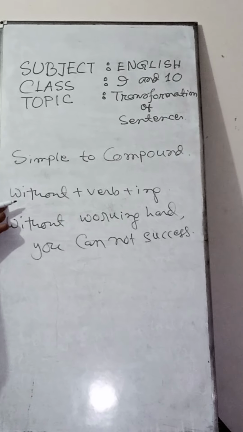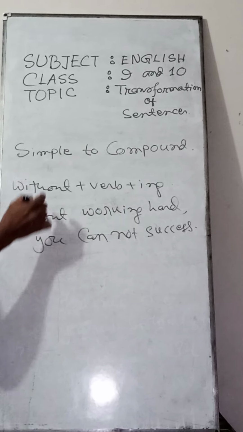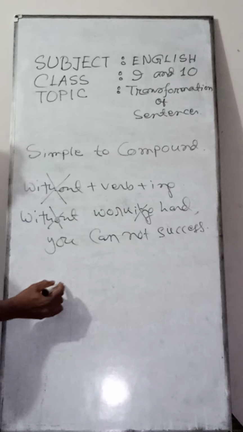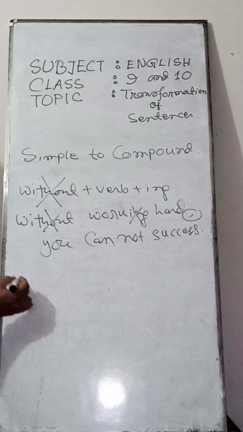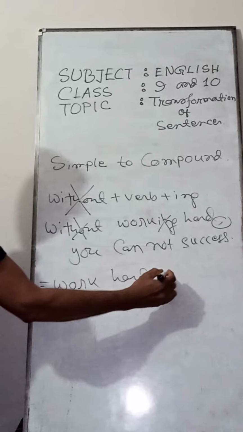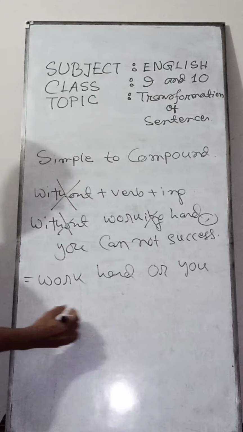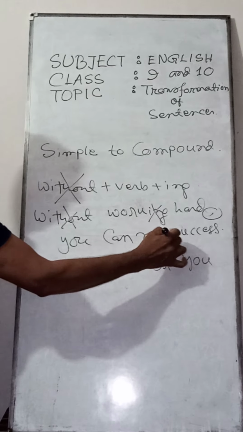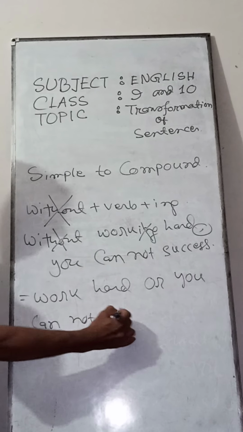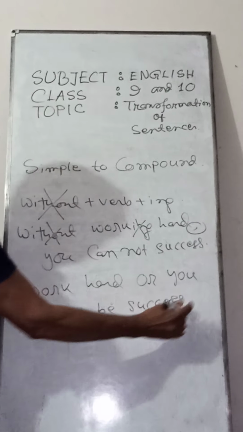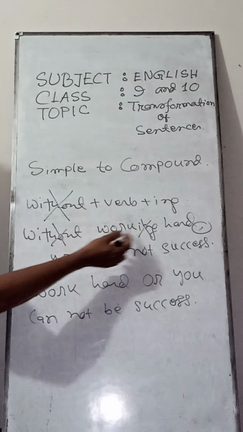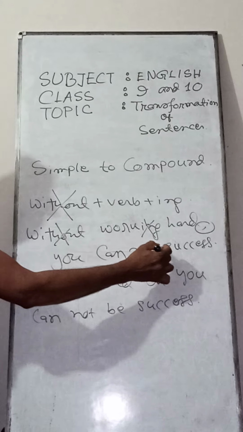And if you want to change this sentence from simple to compound, you have to withdraw "without" and "ing" and also the comma. And now: work hard, or you cannot be success. You see, without plus verb plus ing. For example, without working hard, you cannot be success.